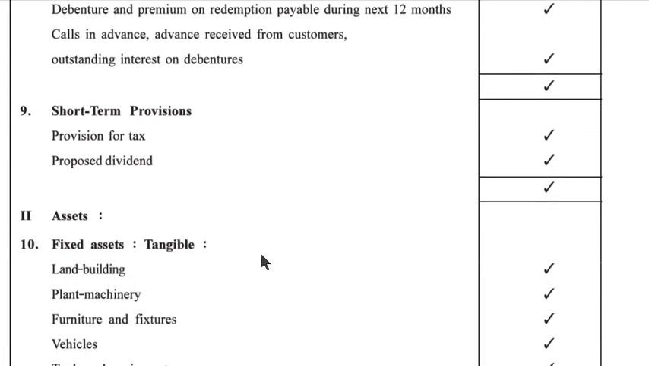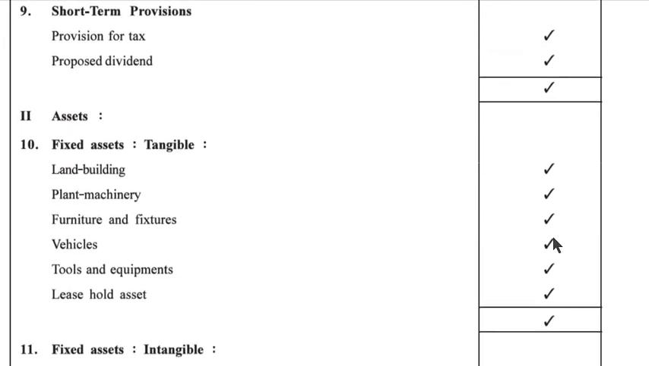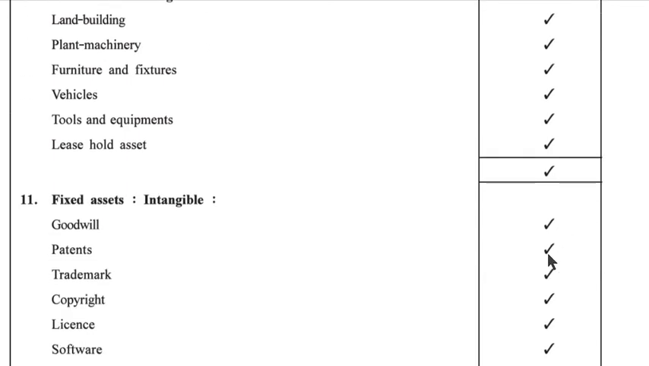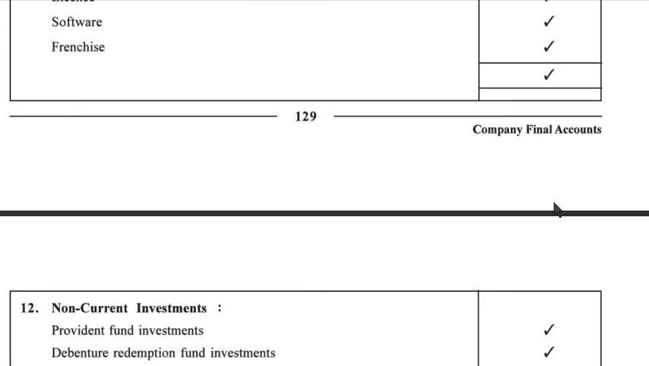Assets. Fixed asset, tangible: land and building, plant and machinery, furniture and fixture, vehicles, tools and equipments, leasehold asset, and afterward total. Fixed asset, intangible: goodwill, patent, trademark, copyright, license and software, franchisee, and total.